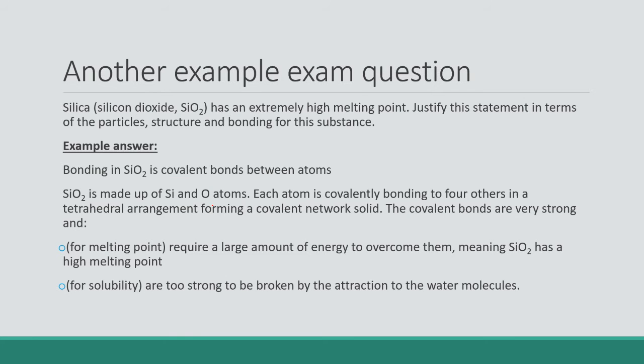Another example exam question is about silicon dioxide or silica. It also has an extremely high melting point. So, the bonding in silicon dioxide is covalent bonds between the atoms. It is made up of silicon and oxygen atoms. Each atom is covalently bonded to 4 others in a tetrahedral arrangement. So, in this part here, we've talked about the particles, which are atoms, the bonding, the covalent bonding, and the structure, which is the tetrahedral arrangement. The covalent bonds are very strong, and therefore they require a large amount of energy to overcome them, meaning silicon dioxide has a high melting point.